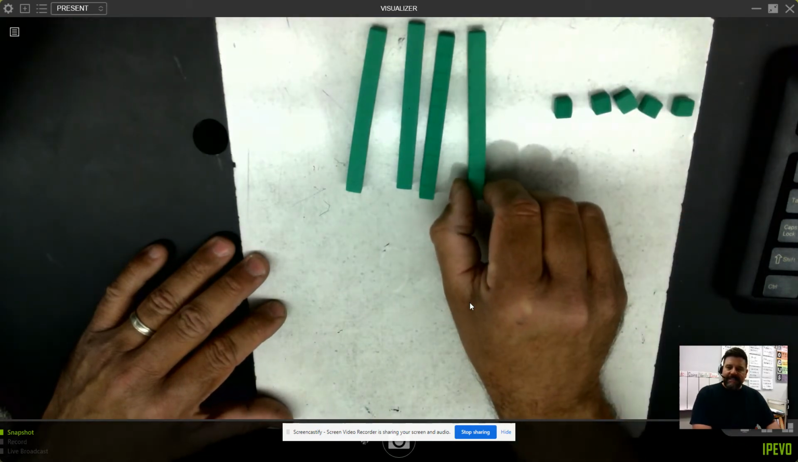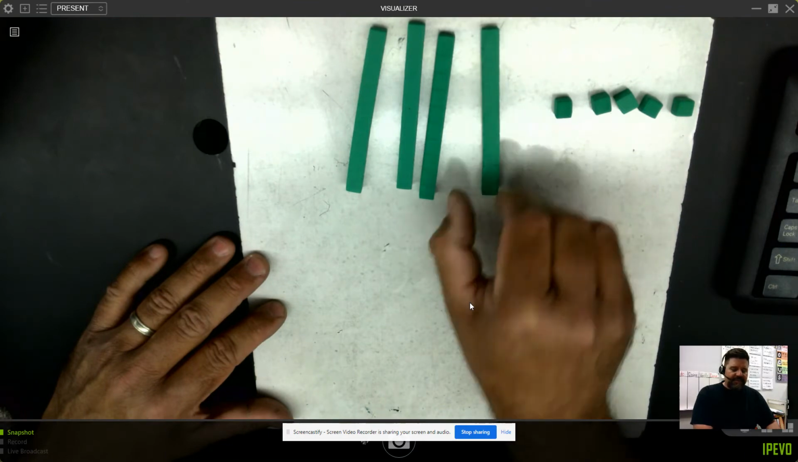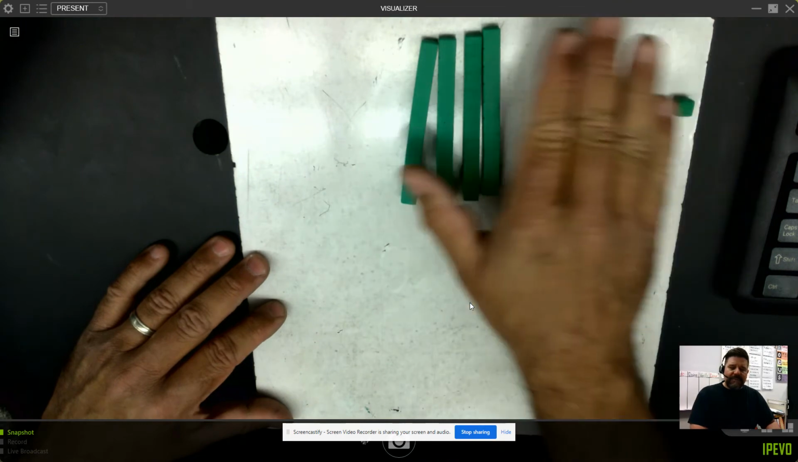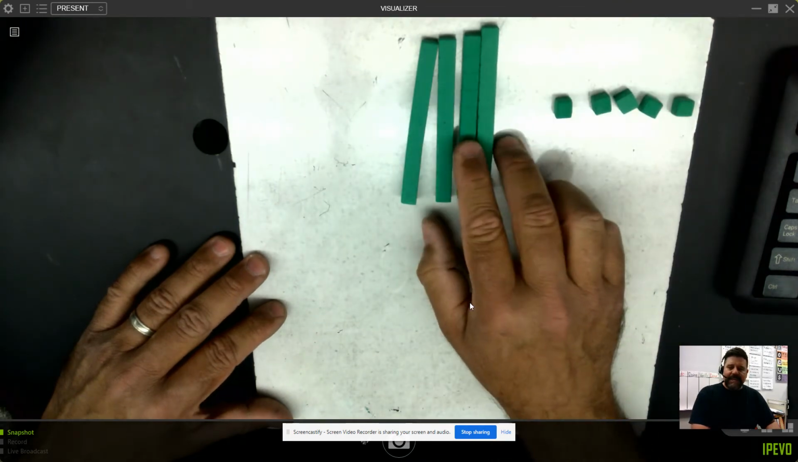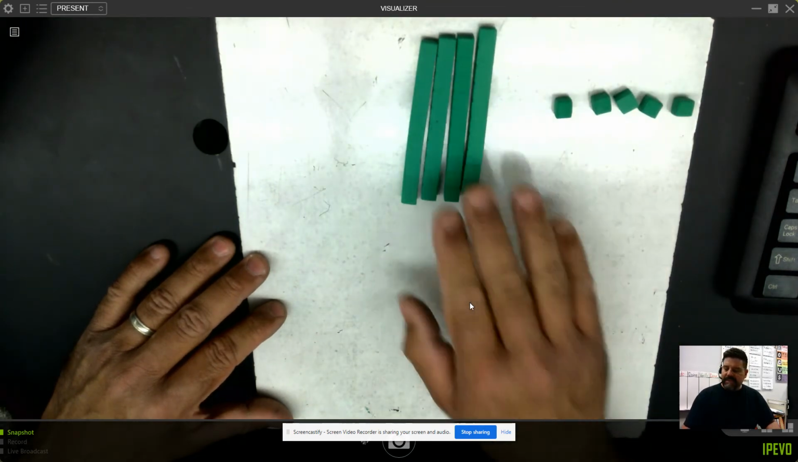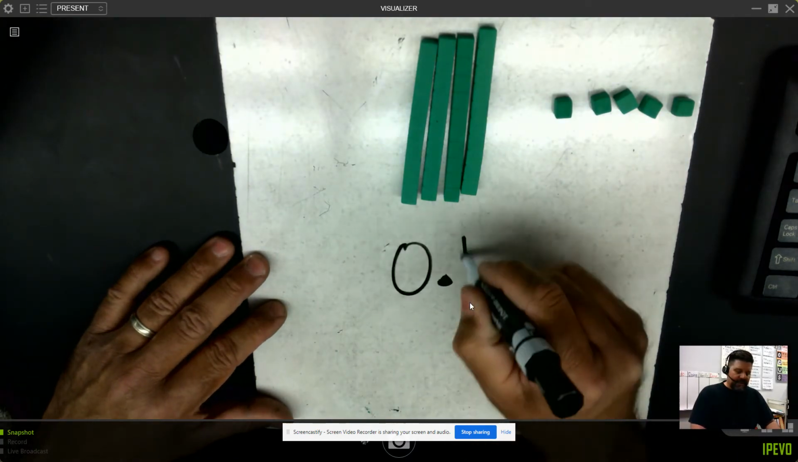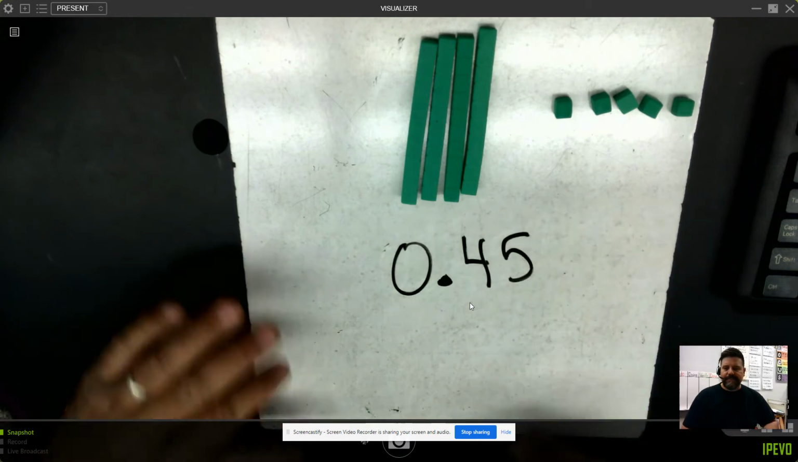If I cut each of my tenths into 10 hundredths, this would be 10 hundredths, 20 hundredths, 30 hundredths, 40 hundredths. I would have 45 of these small cubes if I renamed my tenths. I could model that as 0 wholes and 45 hundredths.